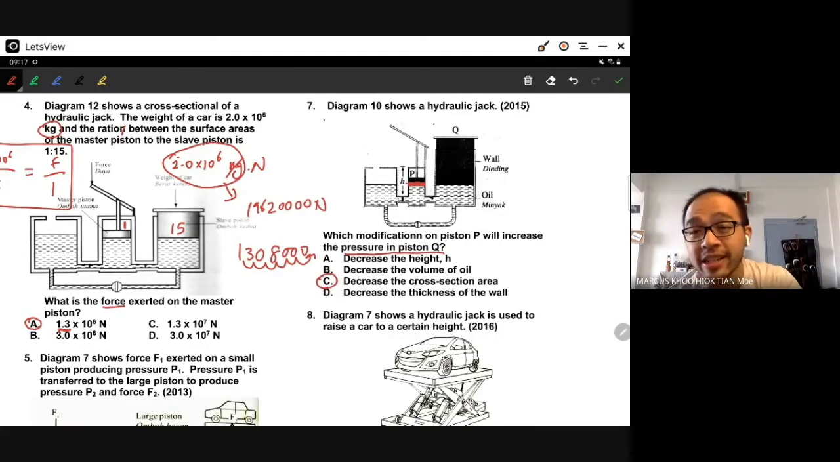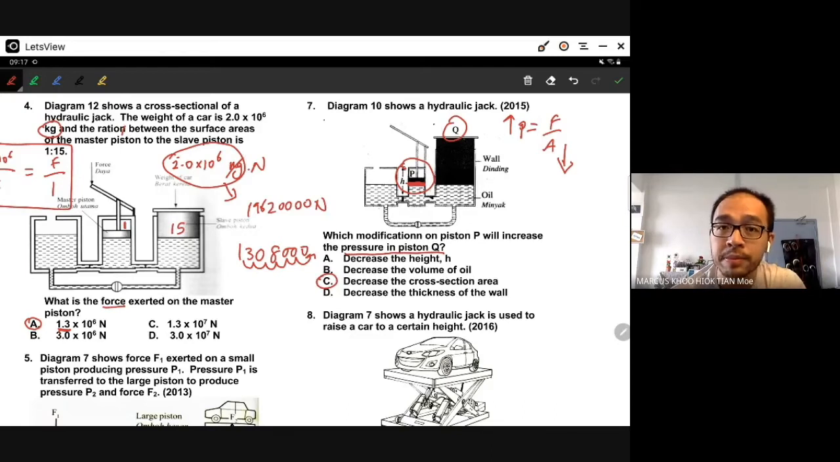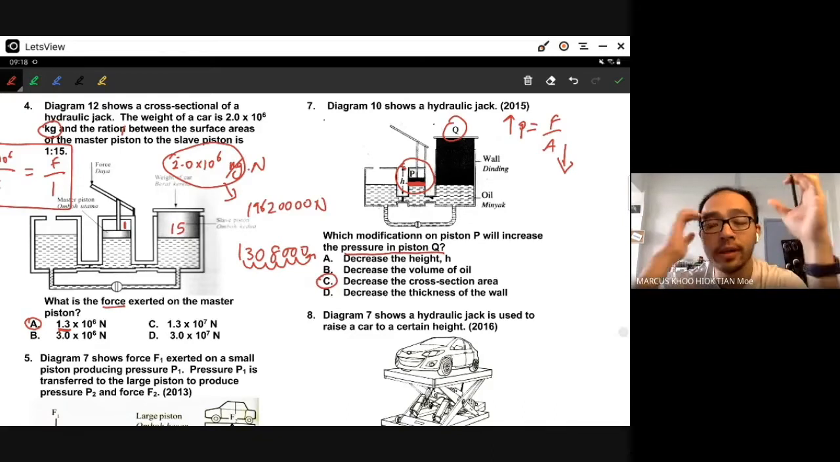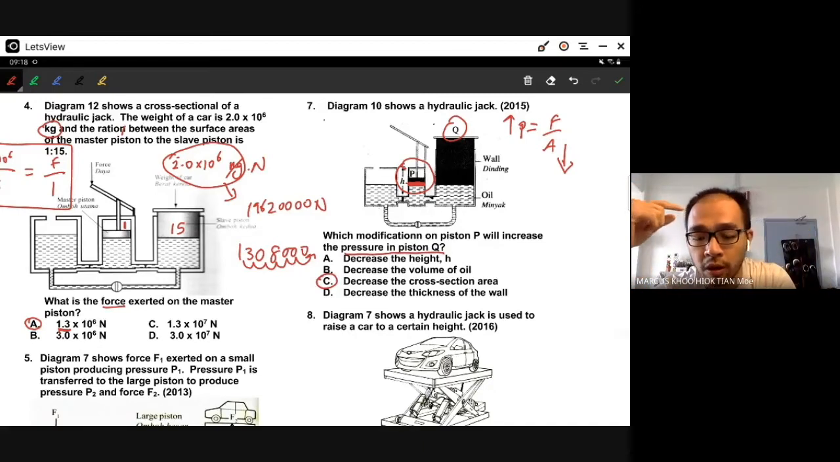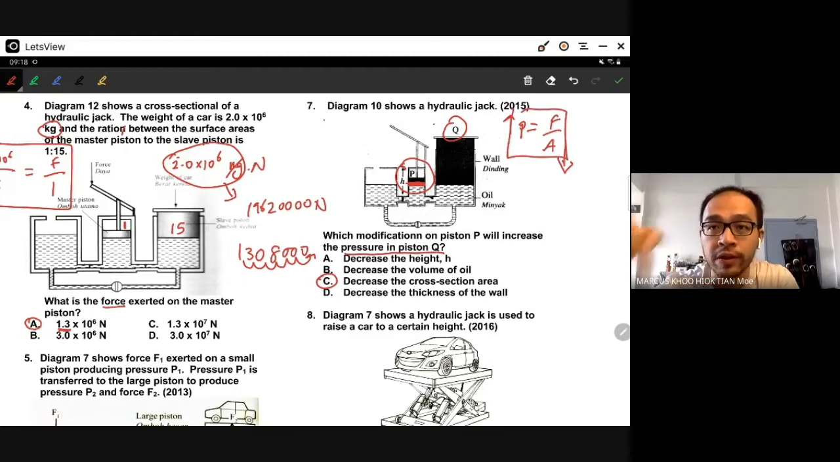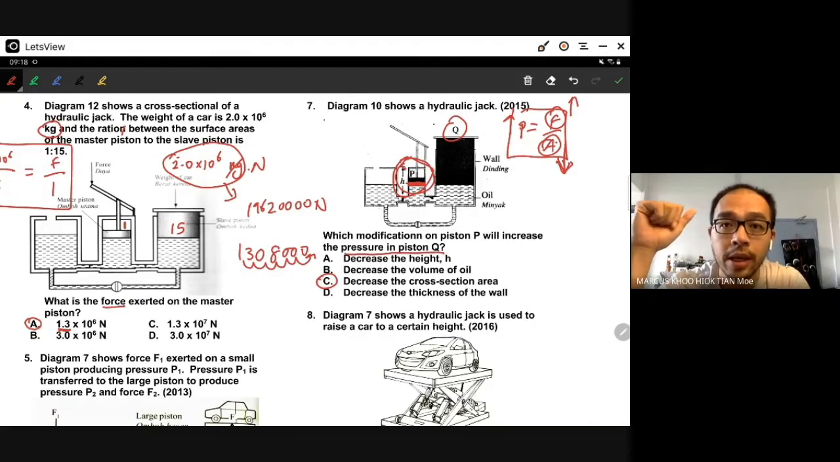When you decrease the cross-section area of P, P equals F over A. When the cross-sectional area decreases, the pressure on this piston will increase. And because the pressure on piston P increases, therefore the pressure on piston Q will increase. So for this relationship, we not only have to think about Pascal's principle, but also take into consideration the original pressure formula, force over area. If we want to increase the pressure here, we have to either increase the force or decrease the surface area.